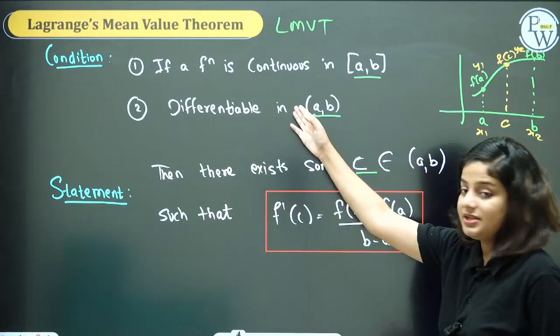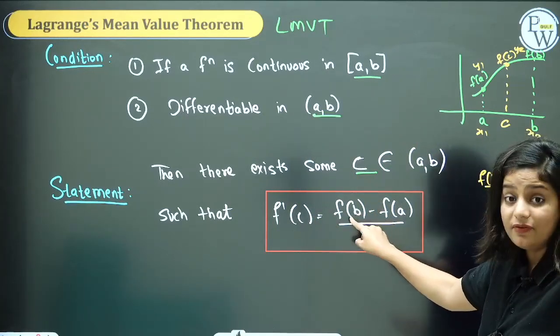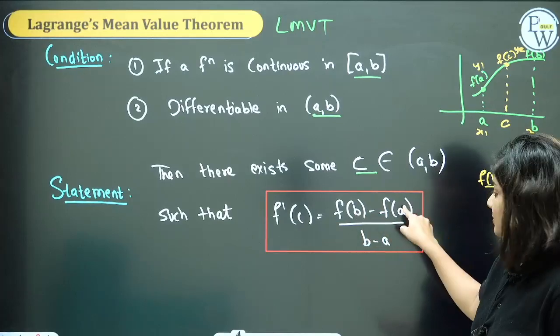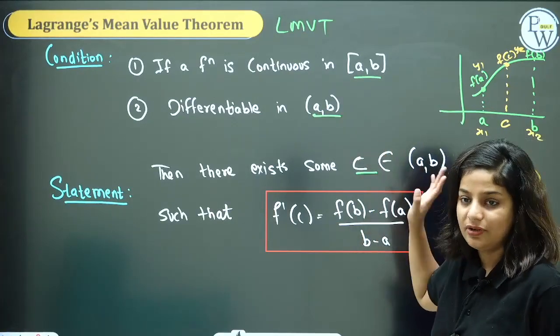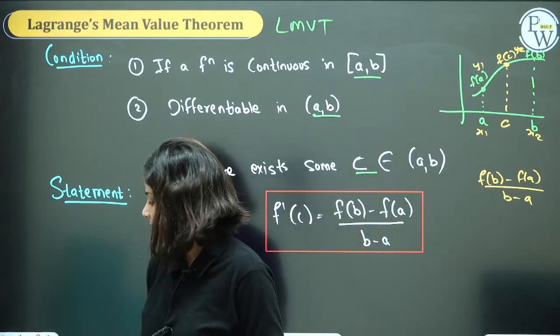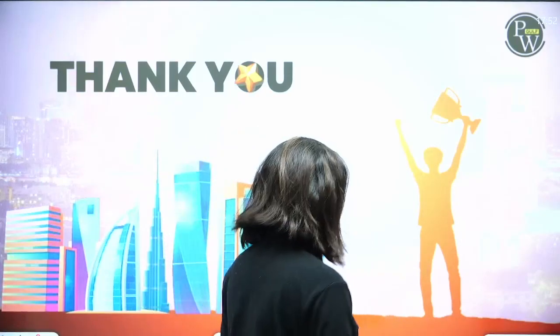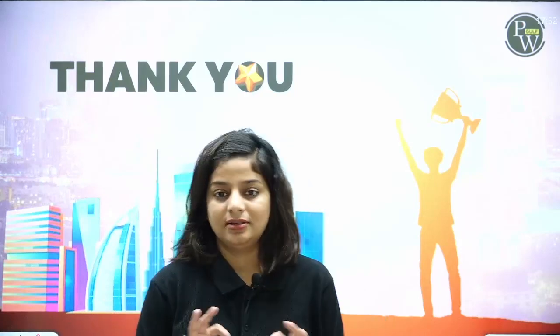Find the value of C through LMVT: you will solve by putting f of B, value of function at B, minus value of function at A, upon B minus A. A and B are given to you, the function will be given to you. Substitute and you will be able to get C very easily. This is not in the CBSE syllabus and not many questions are expected from that topic. Mean value theorems appear in entrance exams also.